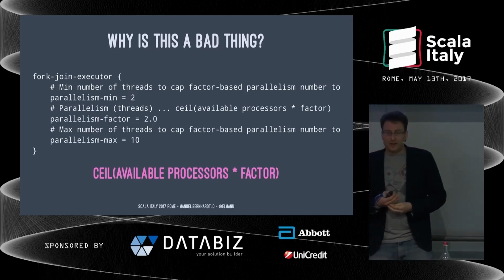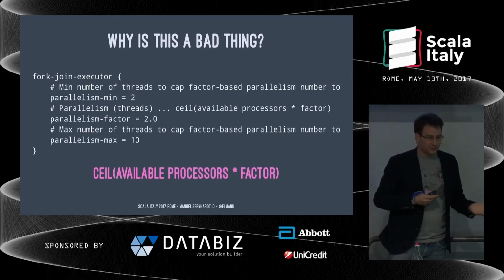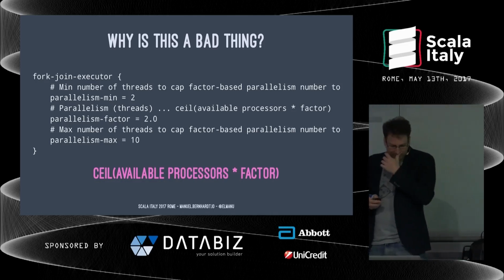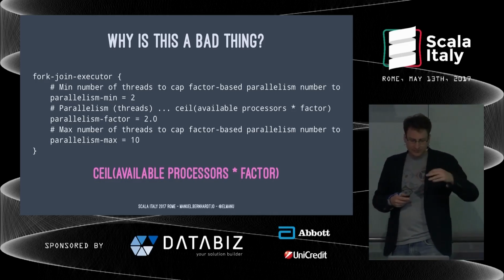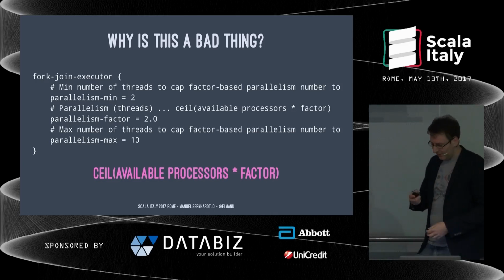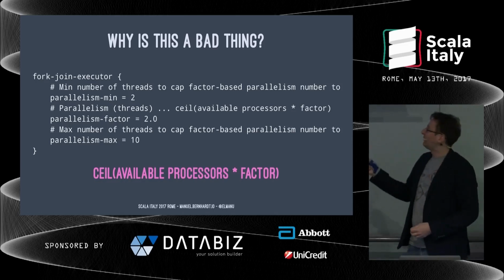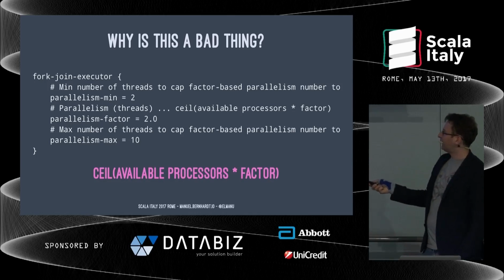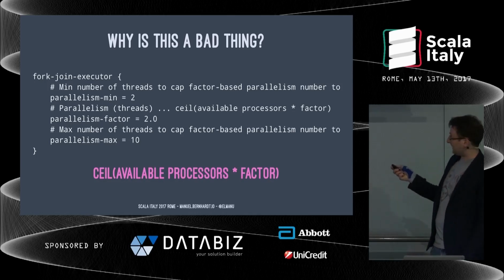And if you're using Akka, what happens is, when you configure it and use the default fork join executor, this is the default configuration here. So you have to give it the parallelism min, the parallelism factor, and the parallelism max. And the funny thing here is this value here. This actually is the ceiling of the available processors, the available CPU cores, times the factor.